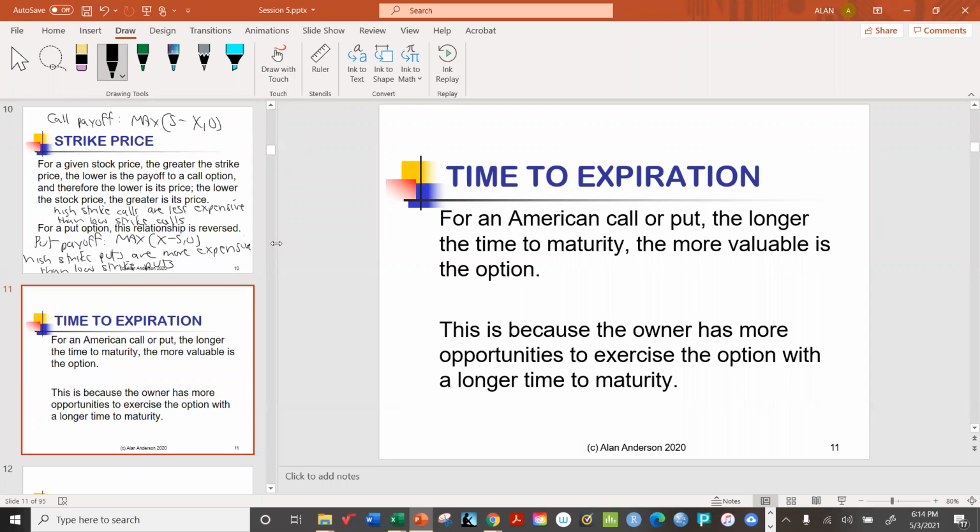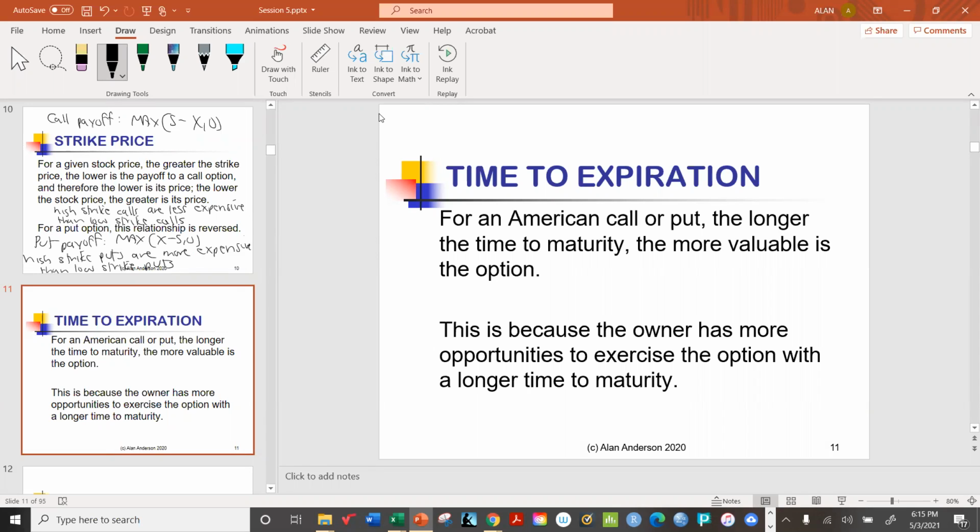Now, again, like I said before, normally for almost every case, except one or two strange exceptions, for sure for American calls or puts, the longer the time to maturity, the more valuable will be the option. This is because the owner has more opportunities to exercise the option when it has a longer maturity, but also there's more time for the stock price to go up.